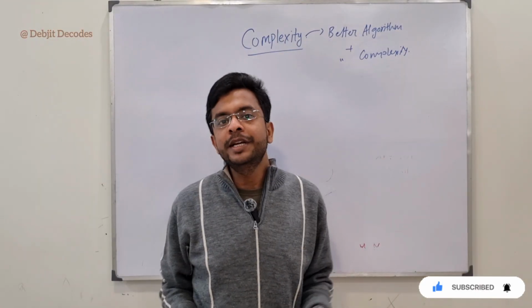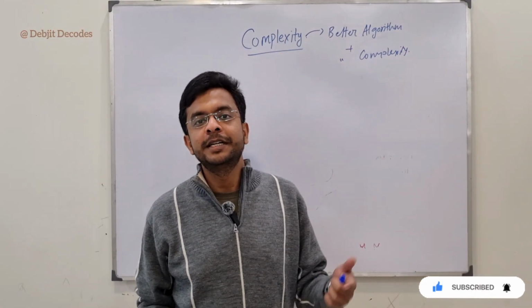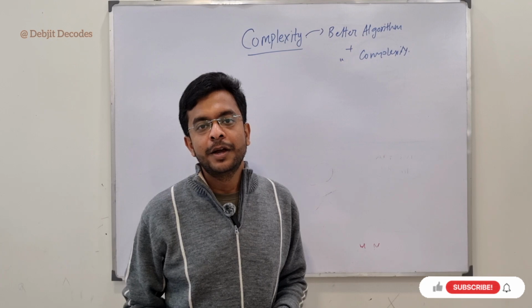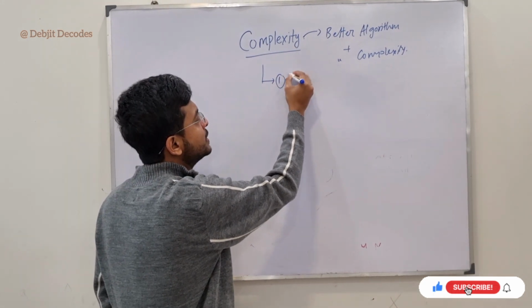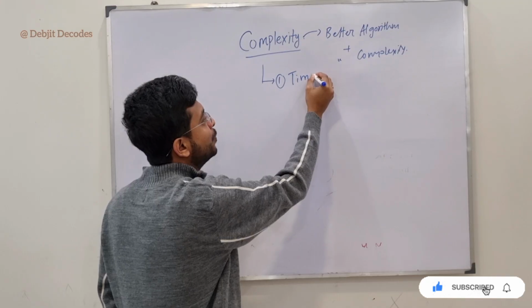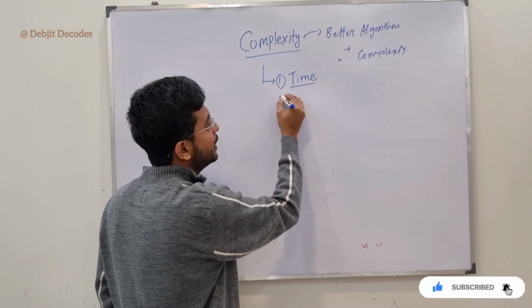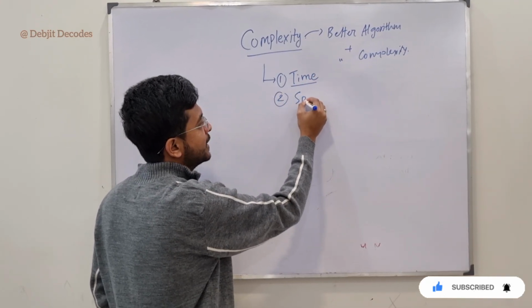So what are the two things we will be considering whenever we judge an algorithm by its complexity? There might be some more things, but for the time being, we are taking two very important things. The first one is time and the second one is space.